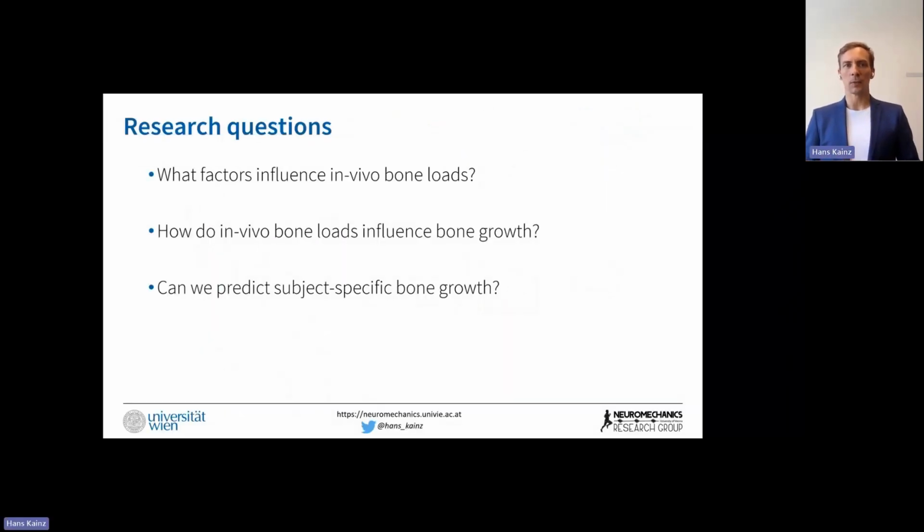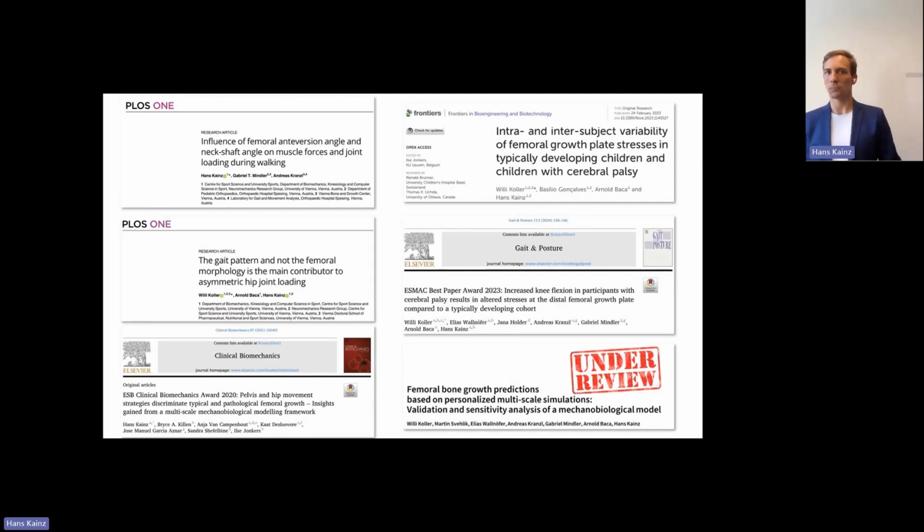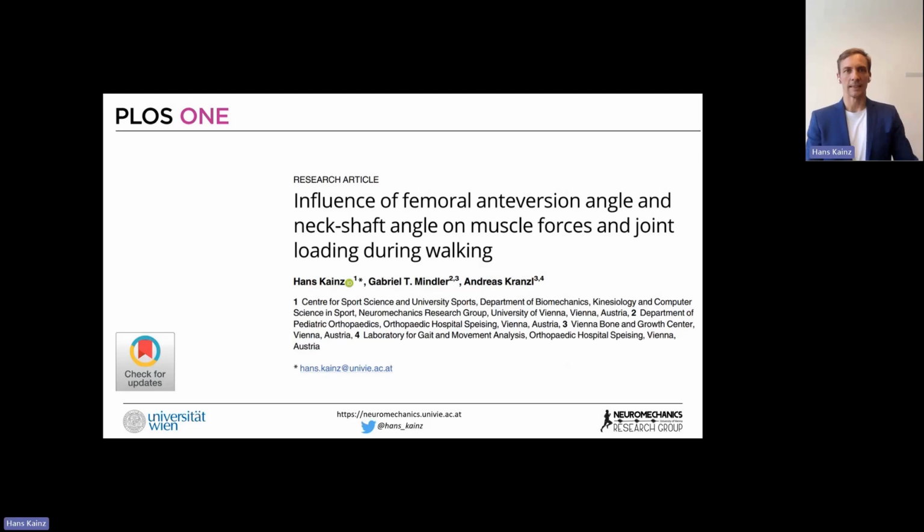In these papers which I will present here, I will focus on 3 research questions. The first one is what factors influence in vivo bone loads? The second is how do in vivo bone loads influence bone growth? And the last one is, can we predict subject-specific bone growth? So I put together 6 publications. Most of them have been published over the last 2 years, and one is currently under review. Let's get started.